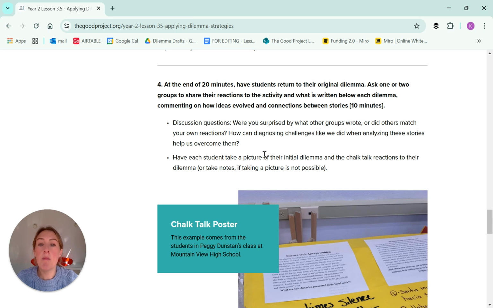At the end of about 20 minutes, you want to have students come back to their original dilemma and then ask one or two of the groups. You're not going to have time for everybody, but to share the reactions to the activity and what was written below each dilemma. And they can talk about how ideas evolved and connections that were made between stories and between different groups.